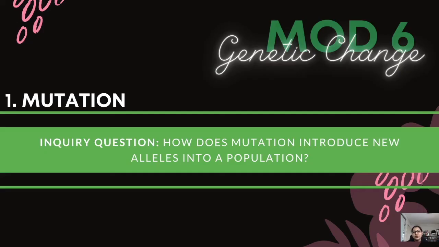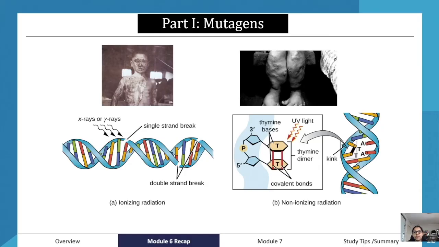Okay, moving on now to inquiry question 2. So how does mutation introduce new alleles into a population? Firstly, as you can see here, these are the results of mutagens. So it can have a huge impact on phenotypic expression. And as you can see here, we've got ionizing radiation that has affected the DNA. So we've got the X-rays or gamma rays over here breaking the single strand and also breaking the double strand.